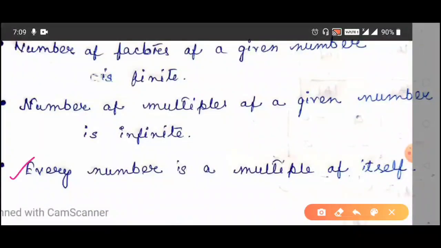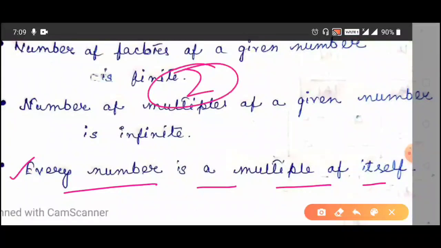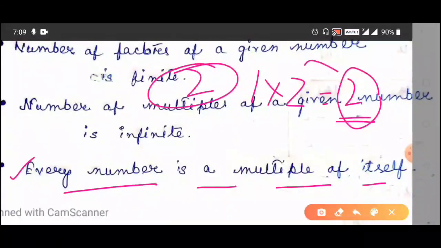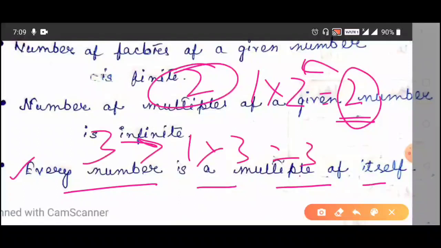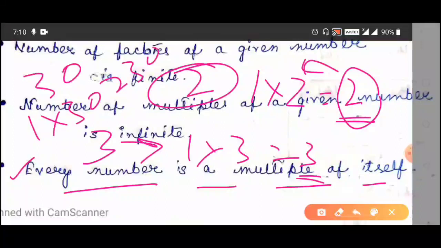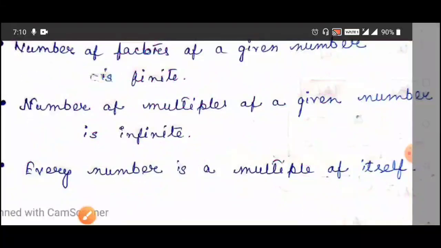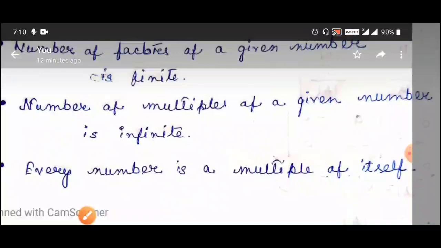Now the next one is every number is a multiple of itself. Now see, 2 is the multiple of itself. We can get 1 into 2 is equal to 2. So from here we can say 2 is the multiple of 2. 3, 1 into 3 is equal to 3. So 3 is the multiple of 3. Suppose we are taking 30, then 1 into 30 is equal to 30. So 30 is the multiple of 30. So every number is a multiple of itself.